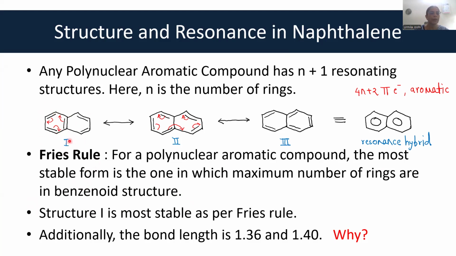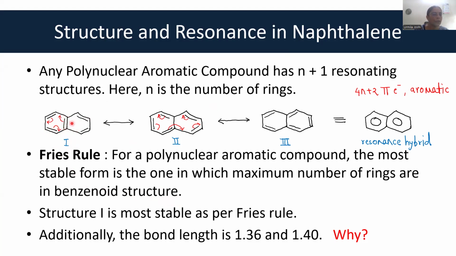Now, look at this form. It has 3 alternating double bonds. Look at this structure. One ring at least has 3 alternating double bonds. But here in this structure, both the rings have 3 alternating double bonds because this double bond is common to both the rings. Here only one ring is in 3 alternating double bonds. Here too, one ring is in alternating double bonds. So here, in the first structure, the maximum number of rings, that is both rings, are in benzenoid structure. I hope it is clear.